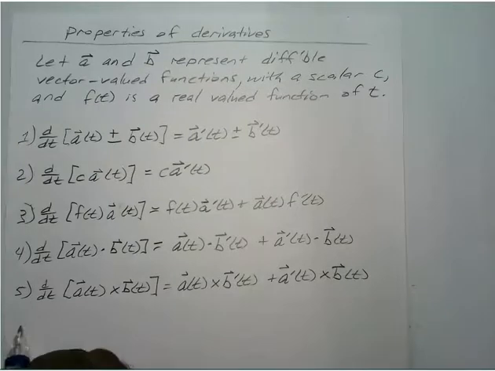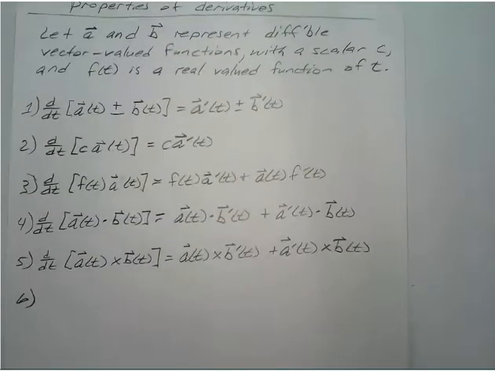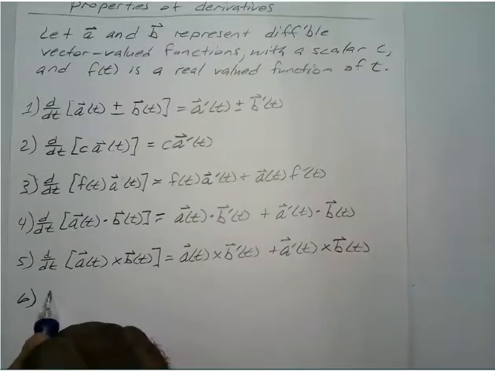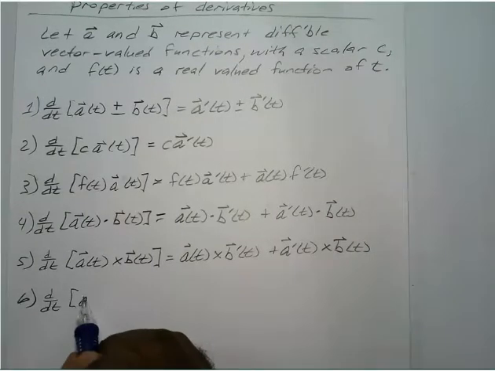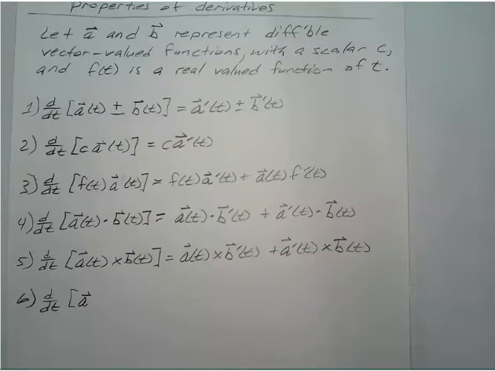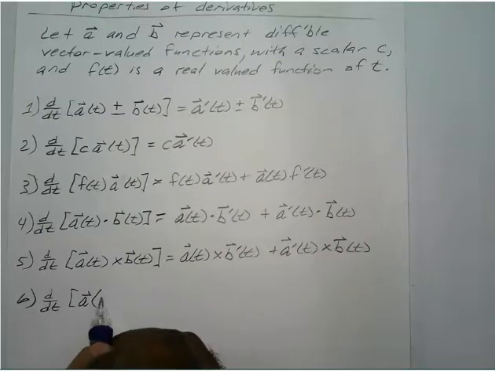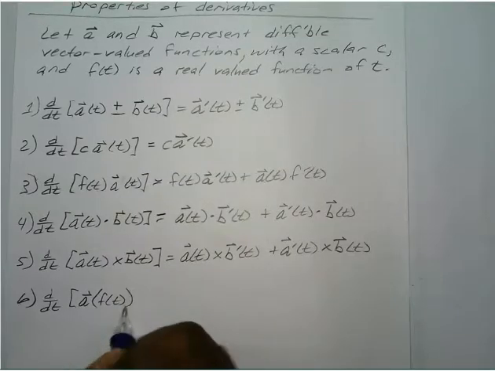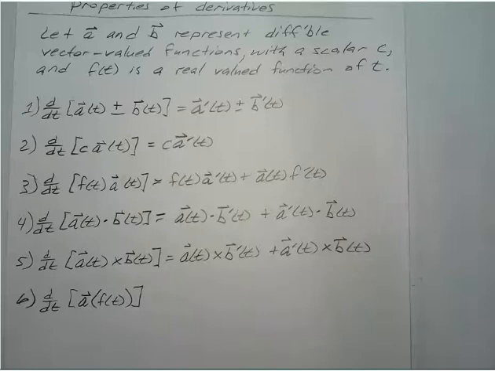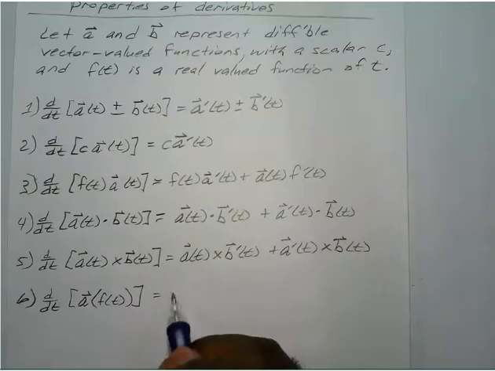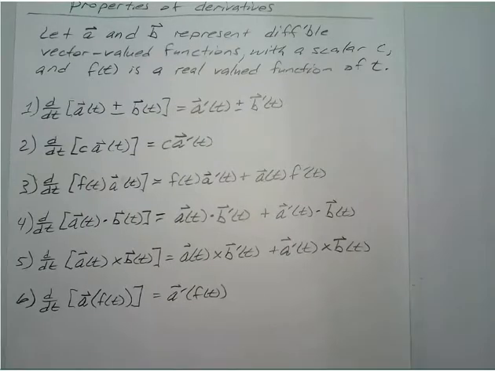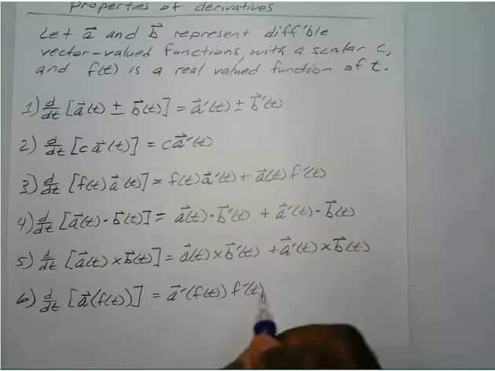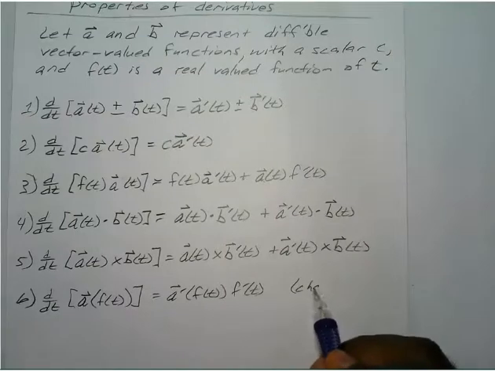All right, so for number 6, we have the derivative of the vector a, but instead of having a parameter of t, you have a parameter of f of t. So that's going to equal a prime of that f of t times f prime of t, which is just basically the chain rule.